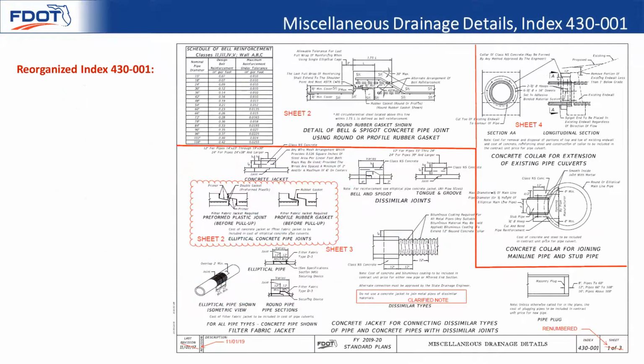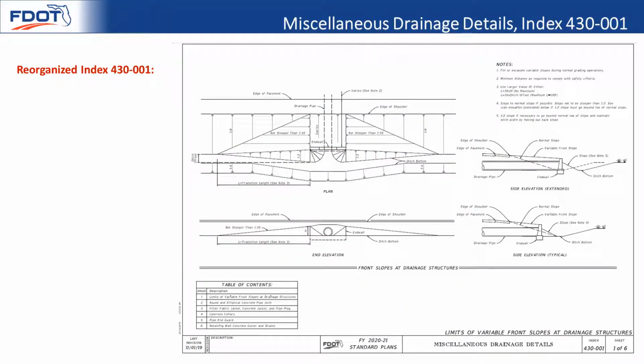The first index I want to look at is the miscellaneous drainage details, 430001. This index, we actually went from 3 total sheets to 6 sheets. That's basically because there was a lot of clutter on this index, and there's a lot of information that's useful, but we wanted to group the details and notes together. So we went through, and now all the sheets have a sheet title, as you can see. We also created a table of contents for the new indexes, and we also created notes.